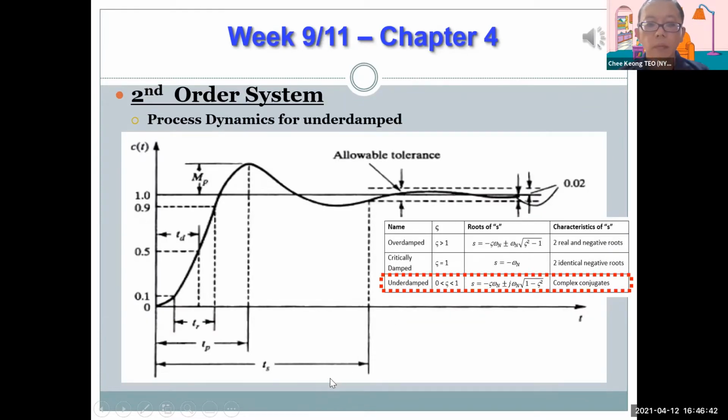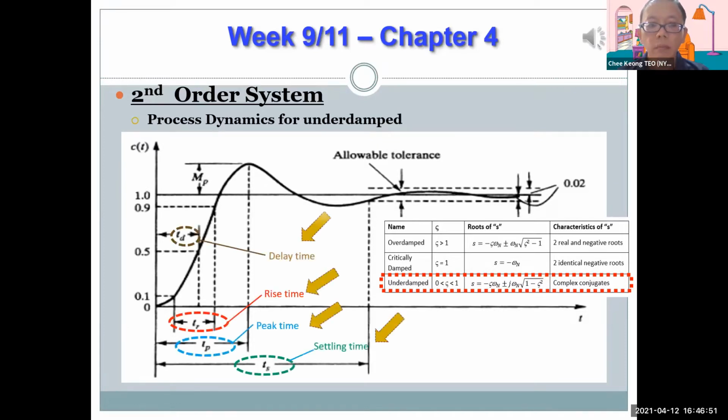Let's take a look at the process dynamics of a second-order system. This process dynamics is mainly for underdamped systems, whereby zeta is between 0 and 1. We are particularly interested in underdamped because it is the fastest and oscillation will damp away eventually. Details will be looked into when designing a system in underdamped condition. Parameters such as maximum peak, settling time, rise time, delay time, peak time, etc.